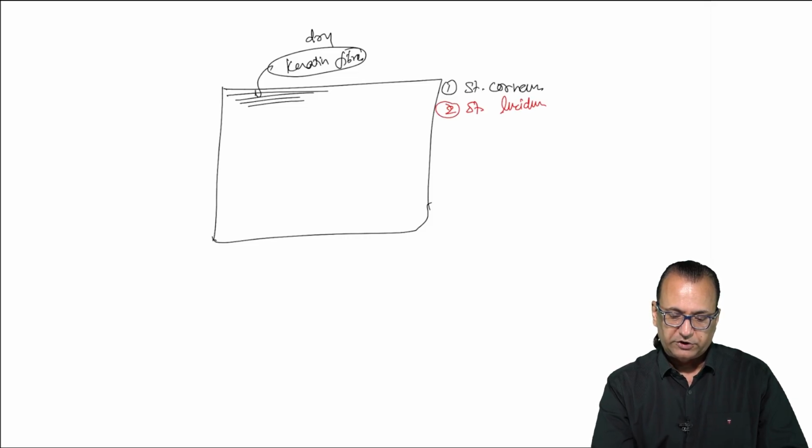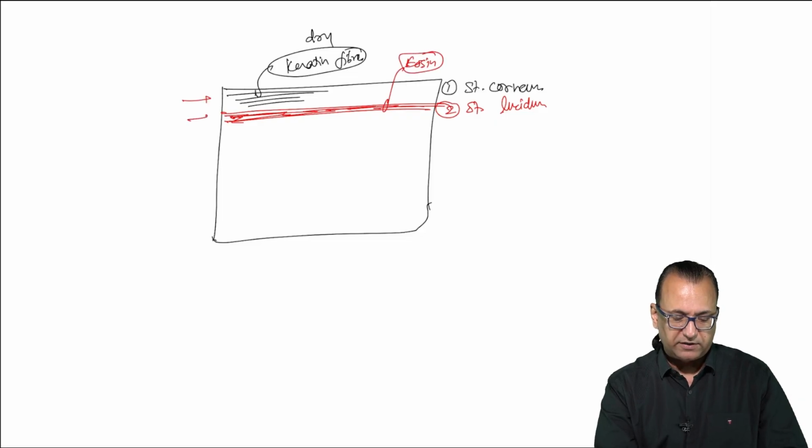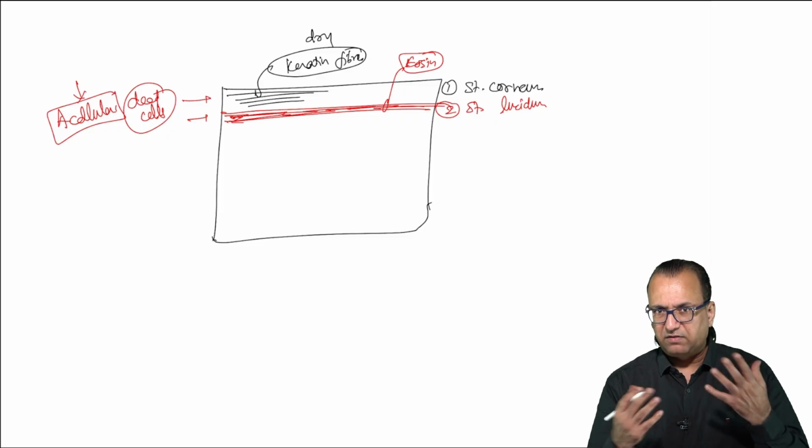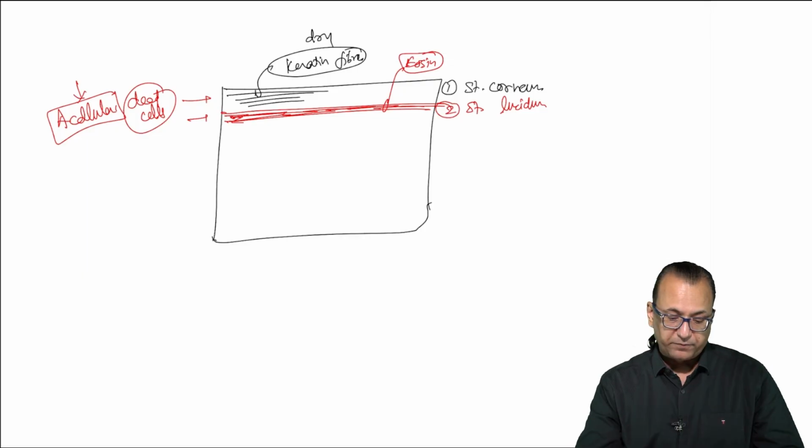Stratum lucidum is having a thin homogeneous pinkish appearance, eosinophilic, takes more of eosin. These layers are dead cells basically, or you can also say acellular. Cells are there, but they are dead and their fragments are there, they are getting desquamated because the superficial layers get desquamated.